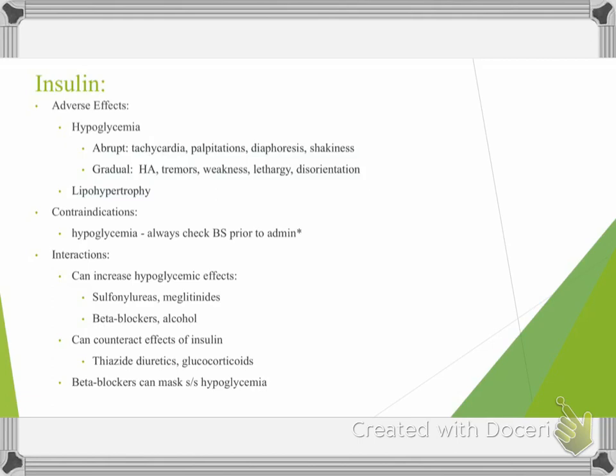Contraindications, hypoglycemia. So we always want to check our blood sugar prior to administration. Interactions, it can increase hypoglycemic effects. Those meds are sulfonylureas, meglitinides, which are both oral anti-diabetic meds, beta blockers, and alcohol. Beta blockers actually mask the signs of hypoglycemia, and with alcohol, you can not realize that you're getting hypoglycemic, because many of the signs of being inebriated are also the signs of hypoglycemia.